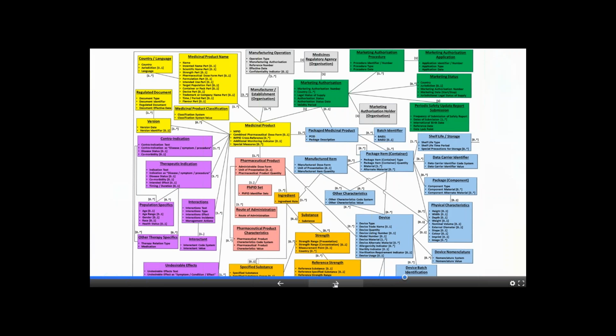Then if we continue in the left lower corner, these violet ones are data that comes from the SMPC or from the labeling. So you are supposed to provide information about indications, contraindications, interactions, and undesirable effects. That is a rather complex part, because it really means to go through the SMPC, at least in Europe, look at the data and provide the coding for the data.